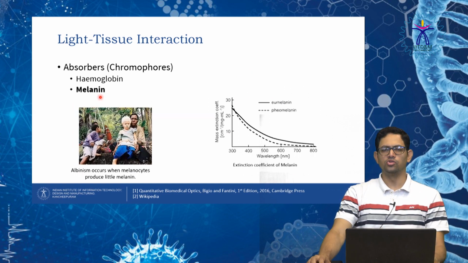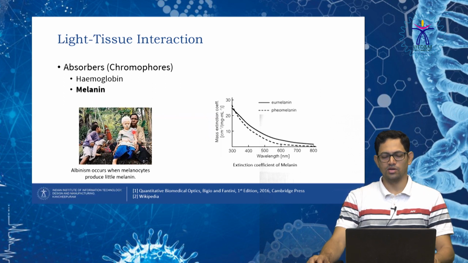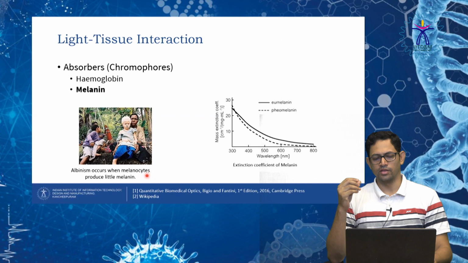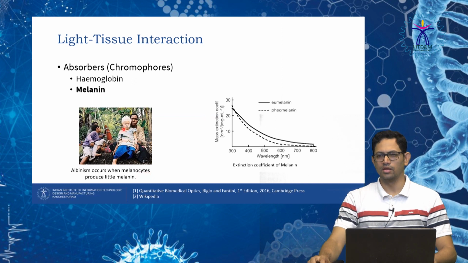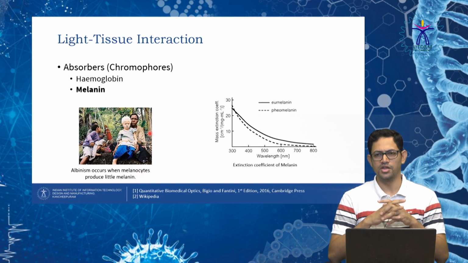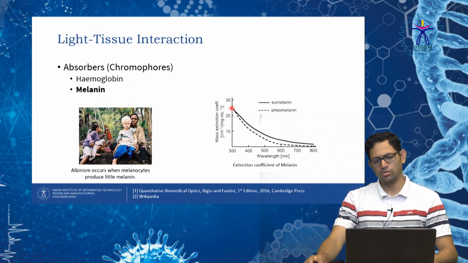Then we go for another tissue constituent, that is known as melanin. In the case of melanin, this child is suffering from albinism, which occurs when the melanocytes produce very little melanin, so the skin becomes white in color. Melanin actually gives us the color of the skin, that is a little bit brownish color for Asian people, especially from India.